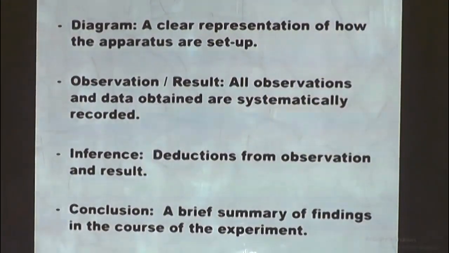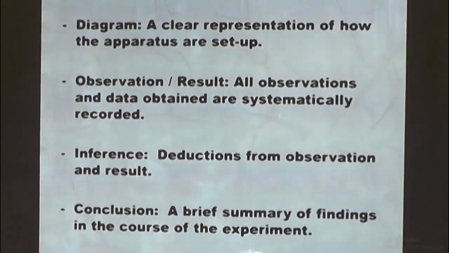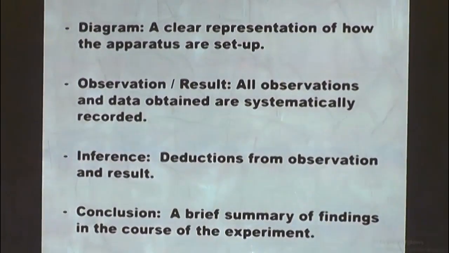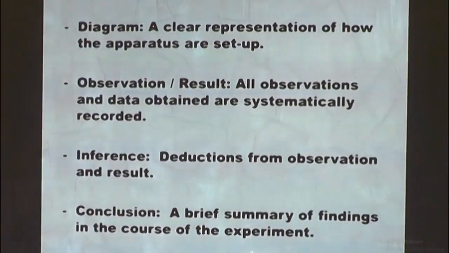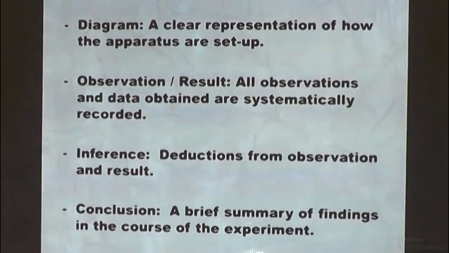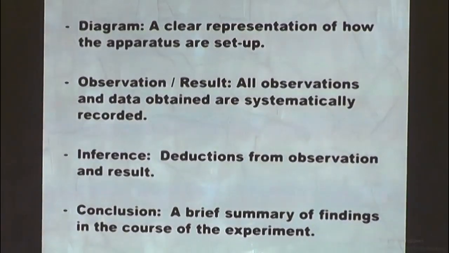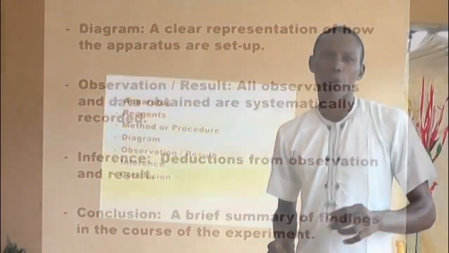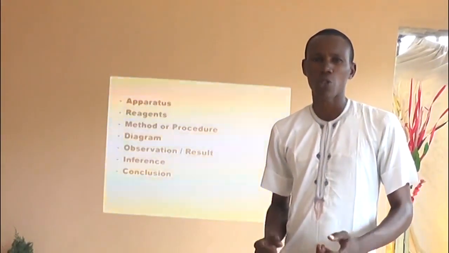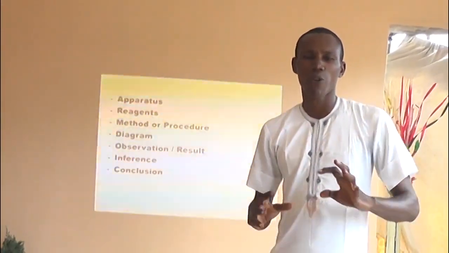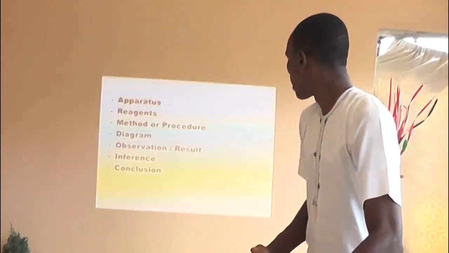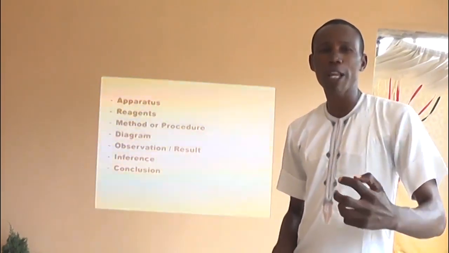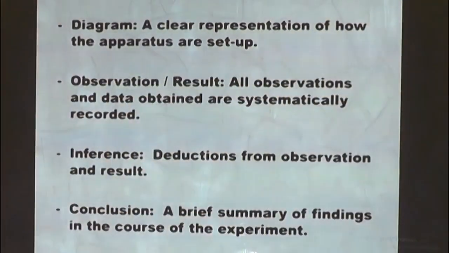Then as soon as observations are made, you go straight to inference. You record those observations immediately as they are made. As soon as these observations are recorded, you go straight to make deductions from your observations, which is the inference. You make reasonable deductions from all observations made, and that is known as inference. Then finally, you make a conclusion from your inference. The deductions you have made, you make a reasonable conclusion from them.